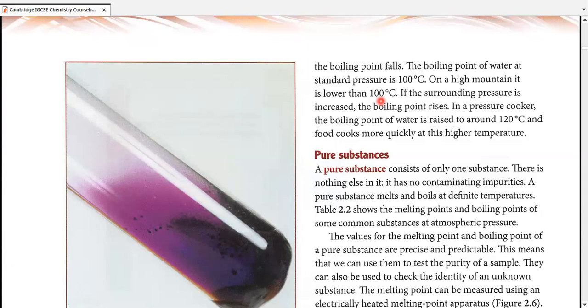ठीक, सराउंडिंग प्रेशर इंक्रीज भी कर सकता है। सराउंडिंग प्रेशर को हम इंक्रीज करते हैं आर्टिफिशियली, लाइक वी यूज प्रेशर कुकर्स एट होम, जहां पर हम उसको चीज को बंद करके उसको अच्छी तरह से कवर करके उसके ऊपर थोड़ा सा वजन डाल के, ठीक है, बॉइलिंग पॉइंट को इंक्रीज भी करते हैं। एंड यस, in pressure cookers, boiling point of water is raised to around 120 degrees centigrade and the food cooks more quickly at that higher temperature.